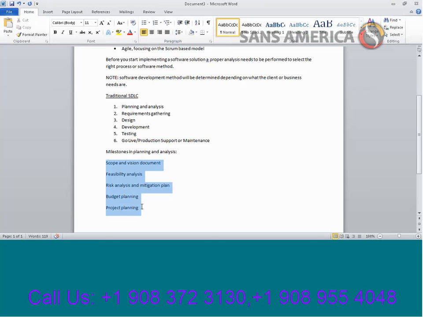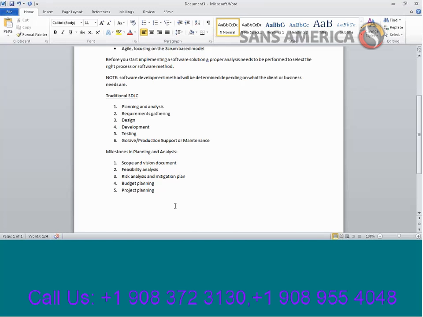I repeat, some of the milestones accomplished as part of planning and analysis, starting with the scope and vision document, feasibility analysis or feasibility study, risk analysis and mitigation planning, budget plan, project plan. I think these are some of the most important milestones accomplished at the end of planning and analysis. Now, what is planning and analysis? What is the purpose of this planning and analysis phase?